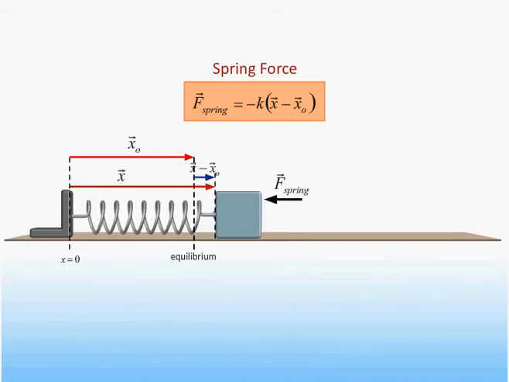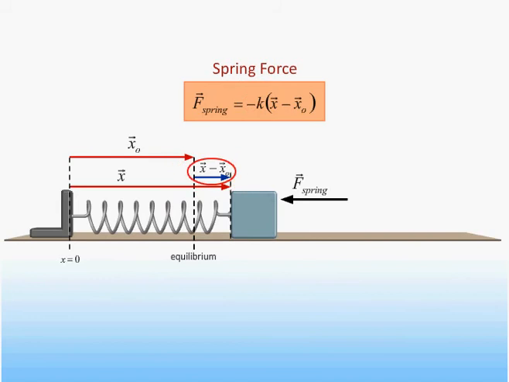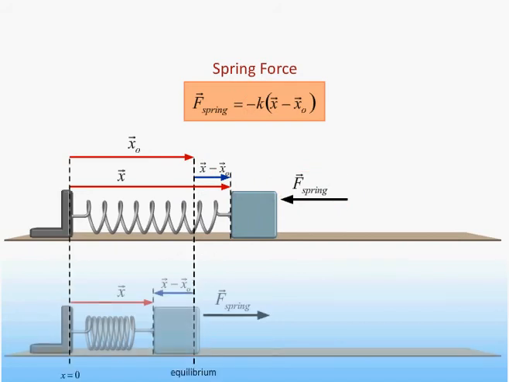If the spring is stretched, x minus x naught points away from the equilibrium position. Therefore, the force is directed back towards the equilibrium position. If the spring is compressed, x minus x naught once again points away from the equilibrium position. Therefore, the force is again directed back towards the equilibrium position.